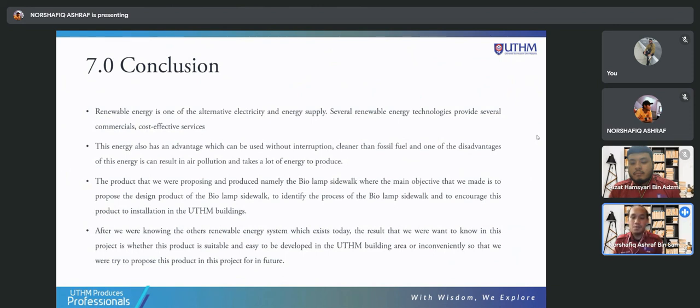After knowing the other renewable energy systems which exist today, the result that we want to know in this project is whether this product is suitable and easy to develop in the UTHM building area or inconvenient, so that we will try to propose this product in this project for the future.